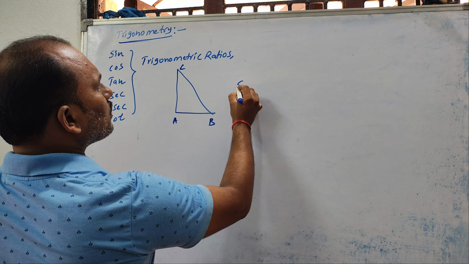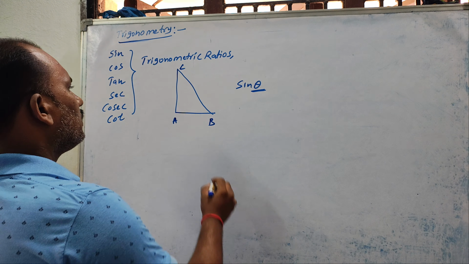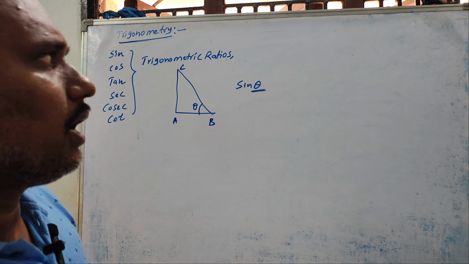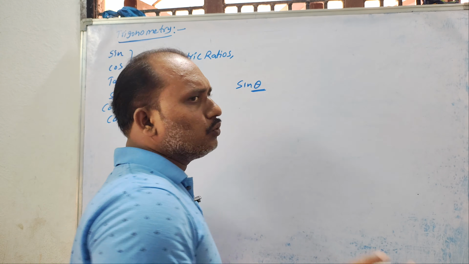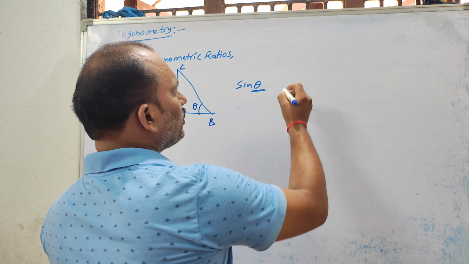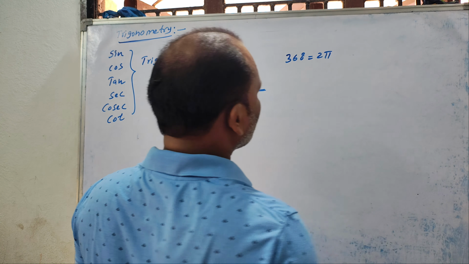Now I want sine theta. What is meant by theta? Theta is the angle. How to measure the angle? The angle is measured in two manners: one is degrees and another is radians. So what is the relation between degrees and radians? 360 degrees is equal to 2 pi radians.